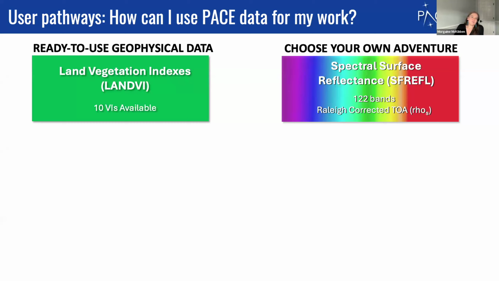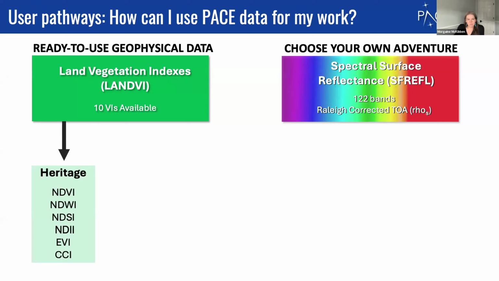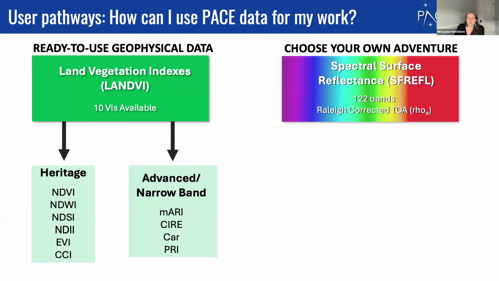For folks that are new to PACE data, we like to think about these user pathways, how people can use PACE data for their work. As you might imagine, we have those vegetation indexes that I've mentioned. We package them all together in one suite called LandVI, where we have those 10 vegetation indexes I already showed. There's the heritage ones, the familiar ones that have been around for decades, as well as these advanced narrowband ones that are enabled by PACE's finer and broader spectral capabilities. These are ready to go. Folks can use them for their own applications, whether they want to stick with familiar or use both, maybe an old one and a couple of new ones to see what kind of new information they're interested in.